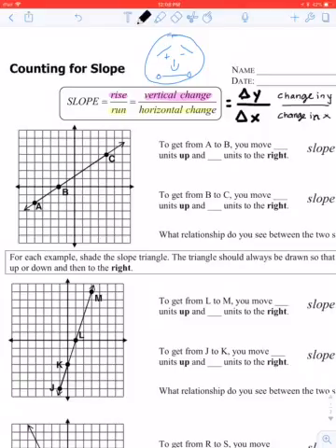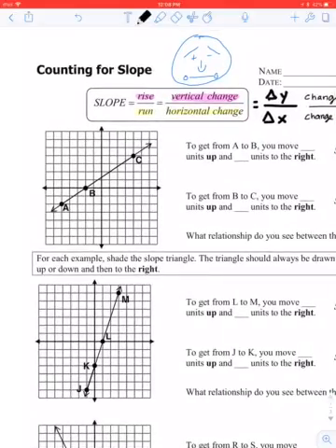Now, something very important to remember when you are finding slope, when you read a graph, you want to read it just like you read a book, which is from left to right. So let's put a star up over here and put from left to right. So we always want to look from left to right.